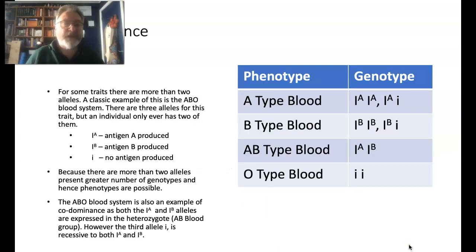So the other one, of course, when we talked about this idea of blood type, the ABO blood type is a classic example we use.